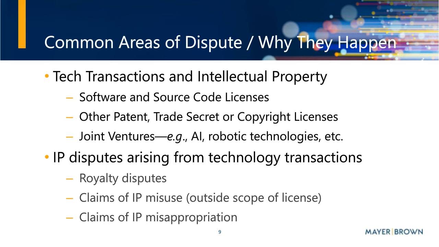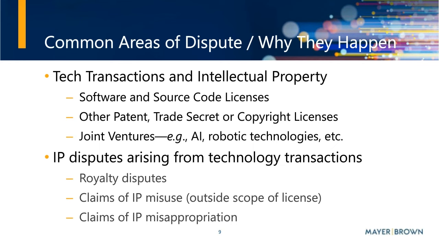Thanks, Miles. Many, if not most, tech transactions involve some form of intellectual property. In many cases, for example, the transaction will involve a license to use existing IP, such as a software or source code license, or a license to use patent rights, or trade secrets, or non-public know-how. In still other cases, the transaction will focus on the development of new intellectual property, which is true of many joint ventures and other collaborative arrangements, such as those involving, for example, artificial intelligence and robotics technologies.